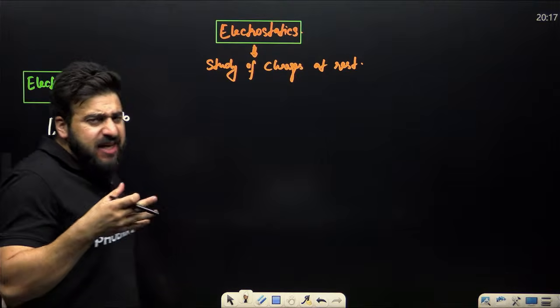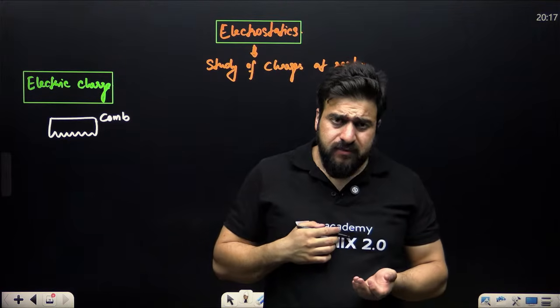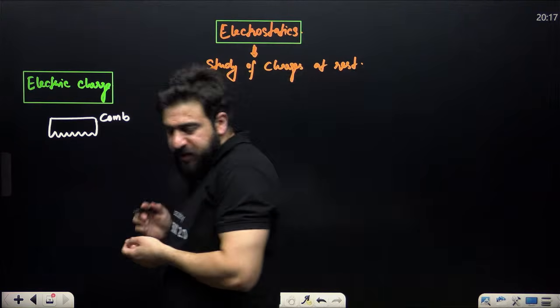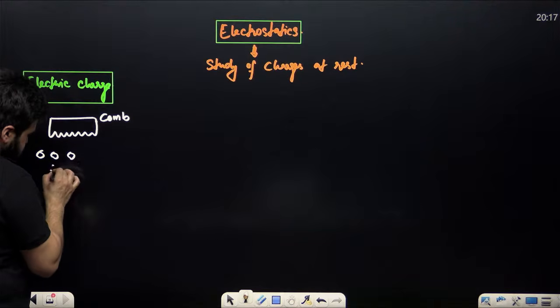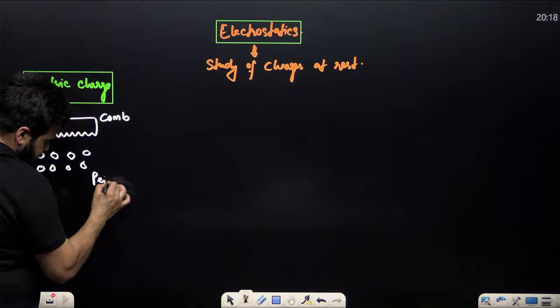Now, I'm basically performing an experiment. I'm rubbing this comb with my hair. Then I take this comb near to the pieces of paper. There are small pieces of paper over here. These are the small pieces of paper.